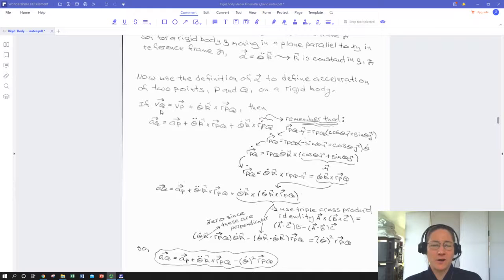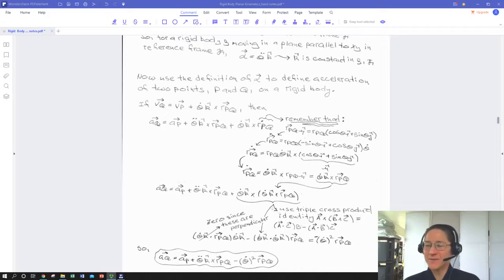So we're going to go back to our velocity of point Q on our rigid body equaling the velocity of point P in our rigid body plus the angular velocity of rigid body B with respect to reference frame F, pointing in the vector normal direction of the plane of motion, crossed into our position vector pointing from point P, that we know the velocity of, towards point Q that we're looking for the velocity of.